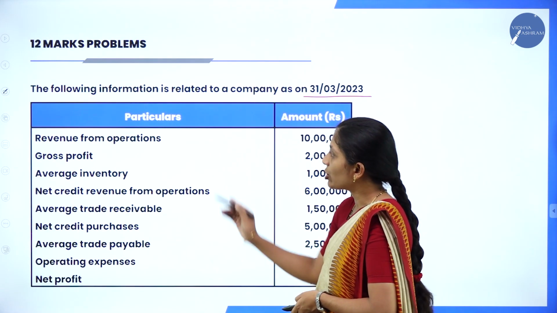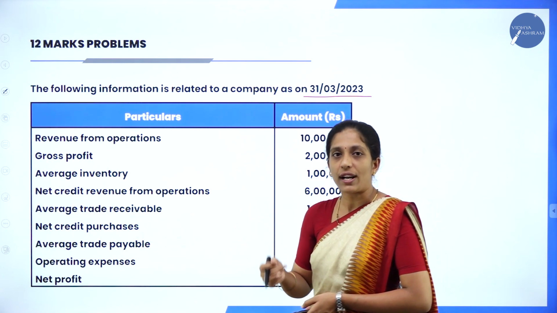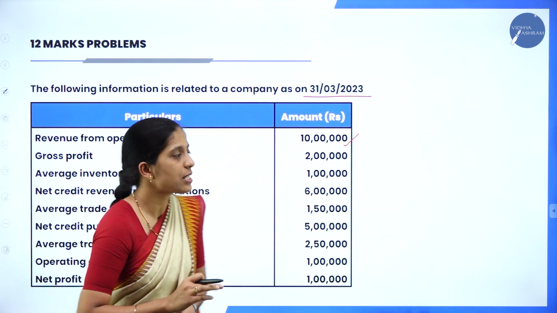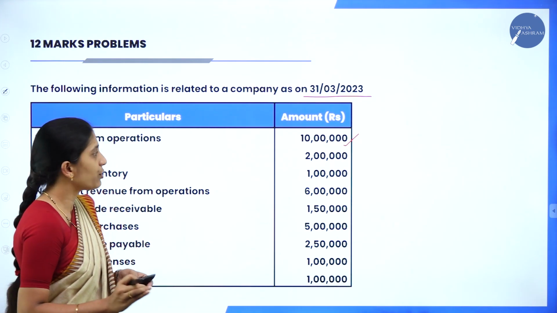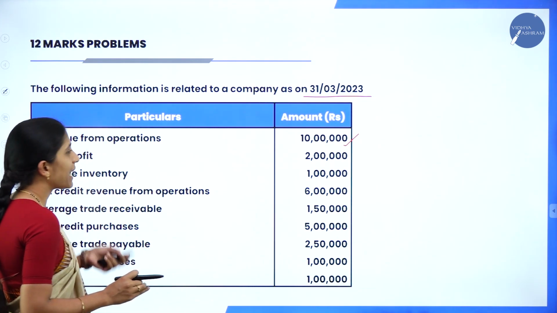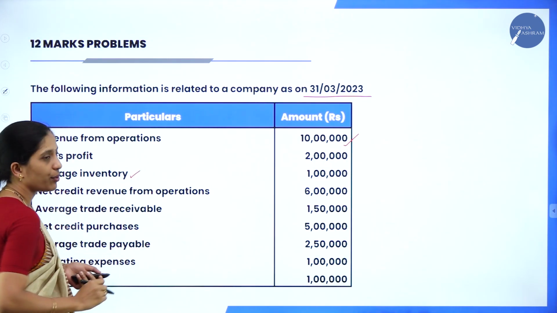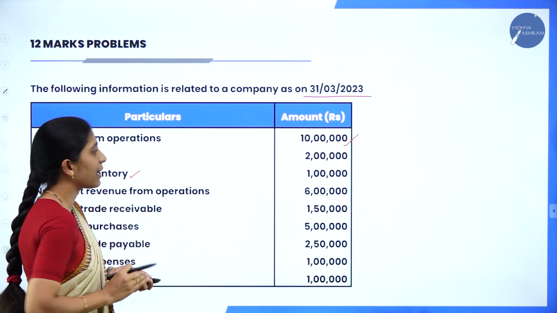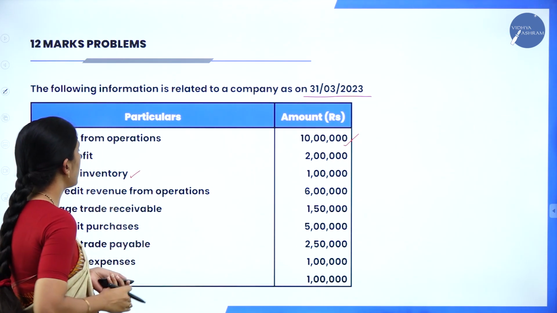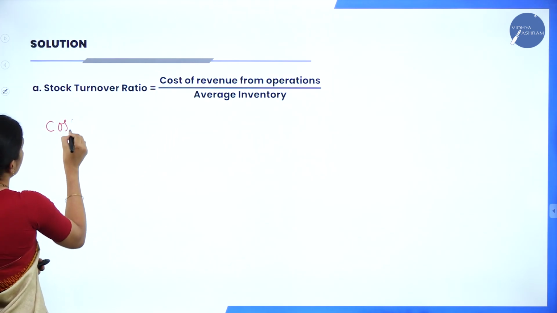Now, let us see the question. Cost of revenue from operations they have not given. So, how to find out cost of revenue from operations? Your formula is cost of revenue from operations is equal to revenue from operations minus gross profit. Average inventory we already know, so we can apply directly 1 lakh. So we shall first find out cost of revenue from operations.